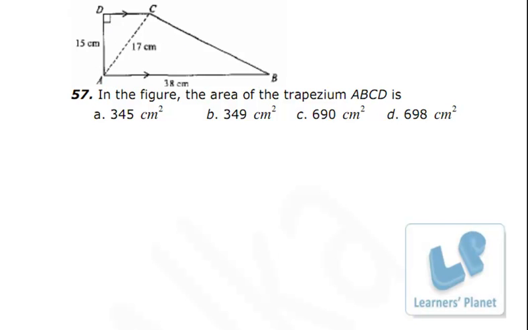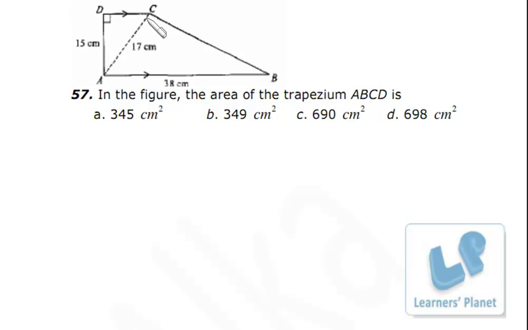Okay, now to be able to find out the area of a trapezium, what we need are the dimensions of the parallel sides as well as the distance between them, right? So here we have AB as 38 centimeter, but we don't have DC.